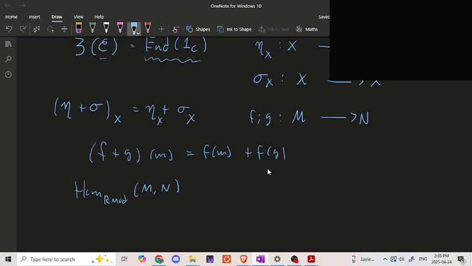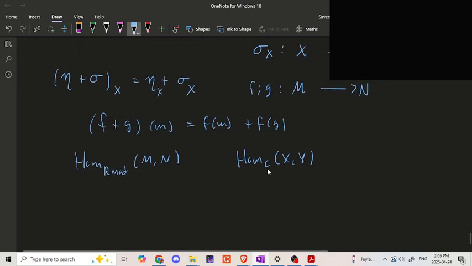And so the fancy term in any category, if all of your Hom sets have the structure of an abelian group, is to say that it's enriched in abelian groups. So whenever you see the sentence that says your category is enriched in blank, that means that your Hom sets have the structure of blank.